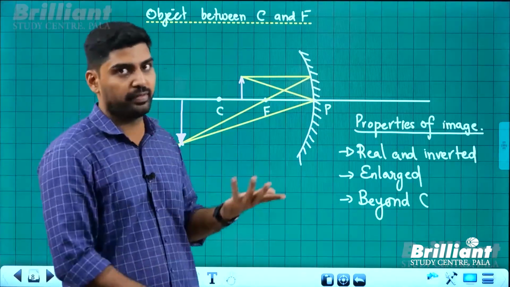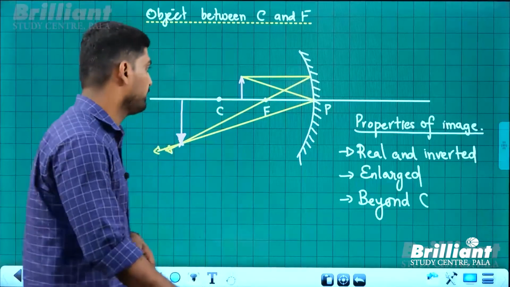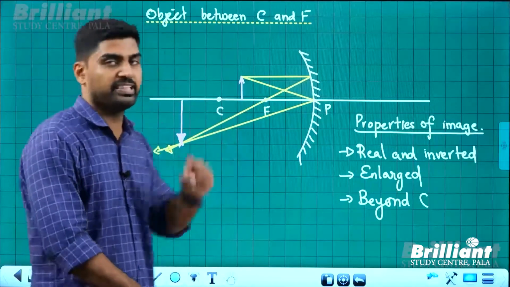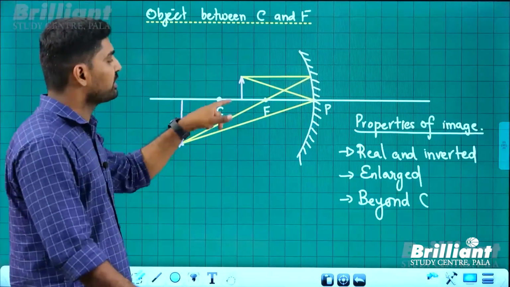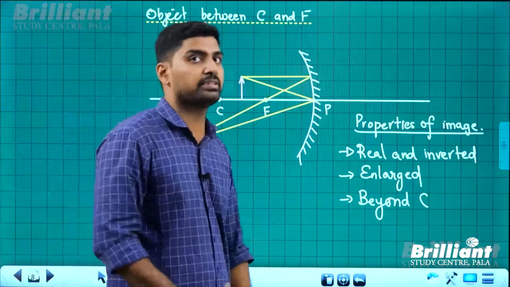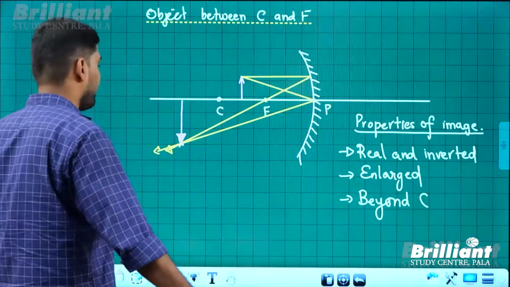There is some kind of symmetry involved in this, right? That is, if the object is placed beyond C, the image is formed between C and F, a small image. Now, if the object is placed between C and F, the image is formed beyond C, right? Yes. Now, let us analyze that once again.